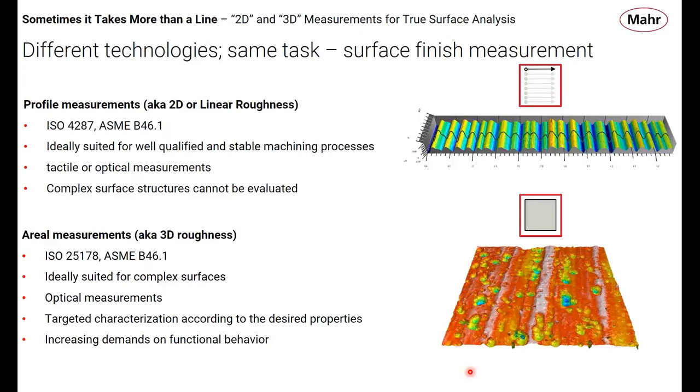The one thing that we can't do very well, can't do very effectively or efficiently, is measure complex surface structures. And for that, we have our 3D. That's our jumping off point into 3D. The guidelines for the 3D or areal measurements come from ISO 25178 and the new ASME B46.1 that specifically deals with 3D parameters, or areal parameters.